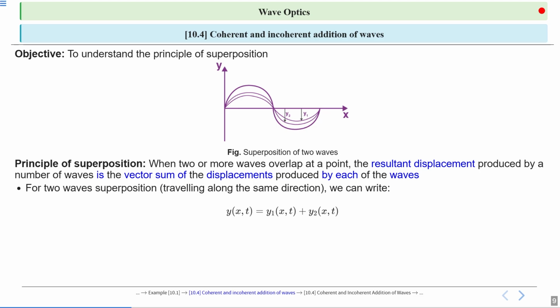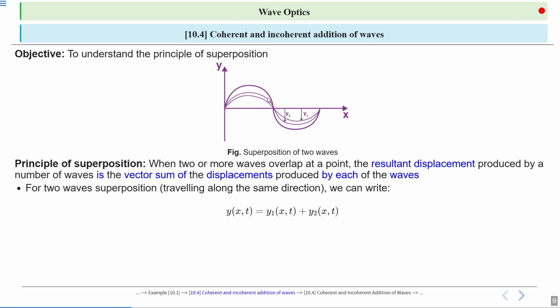Which is equal to y1(x,t) plus y2(x,t). So that (x,t) in brackets represents that the y displacement is a function of both position and time. So position along the x axis. If I am taking any arbitrary position here, at this x value, what is the displacement of this wave along the y axis? That is the dependence of displacement on position along the x axis and also on time.